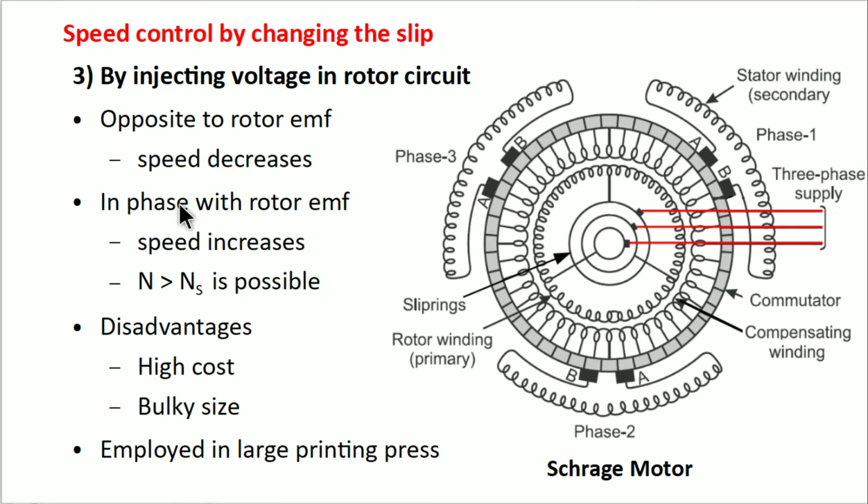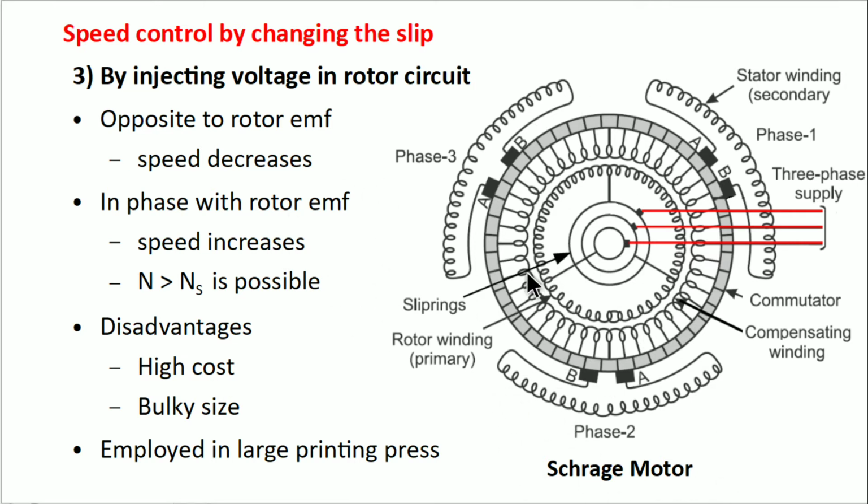If we go on increasing the EMF in the same direction as that of the rotor EMF, the speed will go on increasing. So if we feed the EMF in phase with the rotor EMF, the speed increases. If it is opposite to the rotor EMF, the speed decreases.